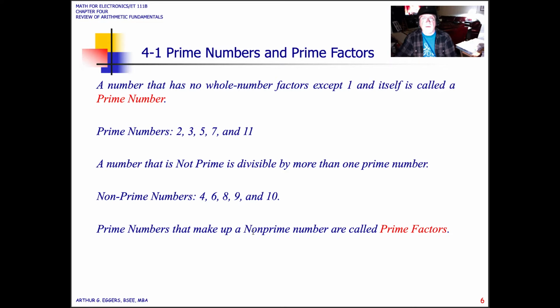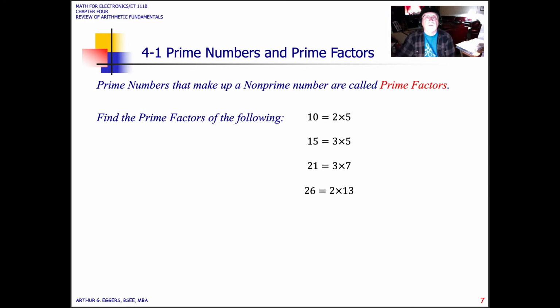Prime numbers that make up a non-prime number are called prime factors. We just kind of discussed that, but 10 is 2 times 5. 2 and 5 are both prime. 15 is 3 times 5. 3 and 5 are both prime. 21, 3 and 7 are both prime. 26, 2 and 13 are both prime. So all of the numbers on the left-hand side are not prime. All of the values on the right-hand side are all prime.